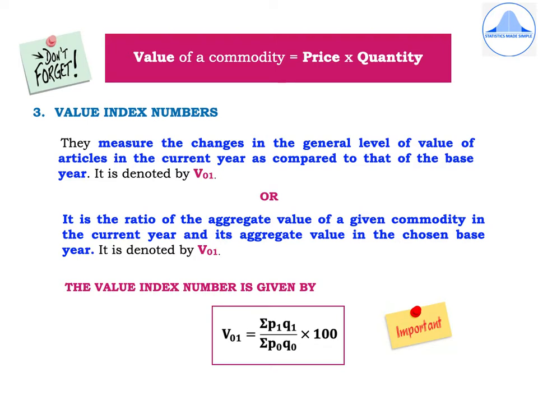So the aggregate value means it is a total value. So the aggregate value of a commodity in the current year means it is summation P1 Q1, and aggregate value in the base year means it is summation P0 Q0. Therefore, the value index number is given by V01 equal to summation P1 Q1 by summation P0 Q0 into 100. This is an important formula to remember.